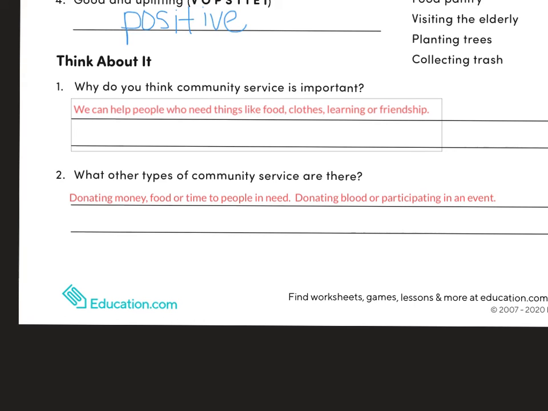I have a feeling one of the community services that is going to happen in our chapters is people are going to go sing for people in a nursing home. That would be another example of community service.